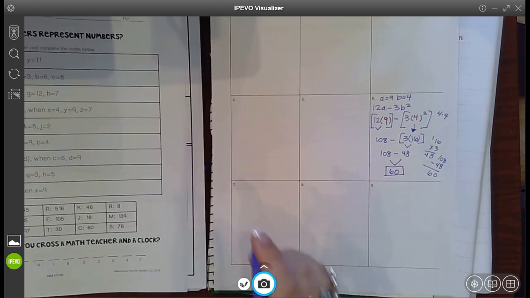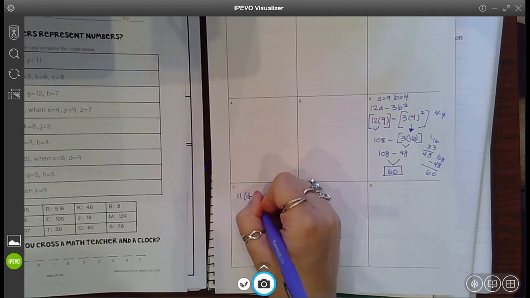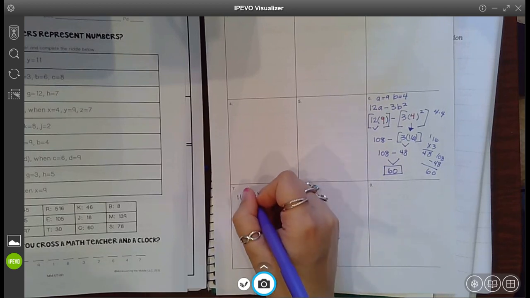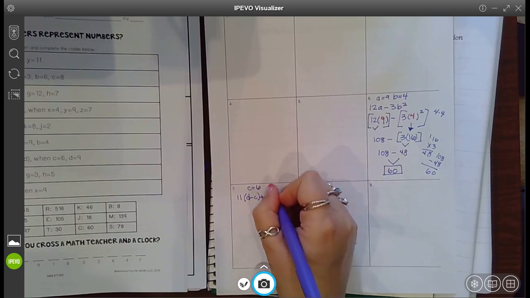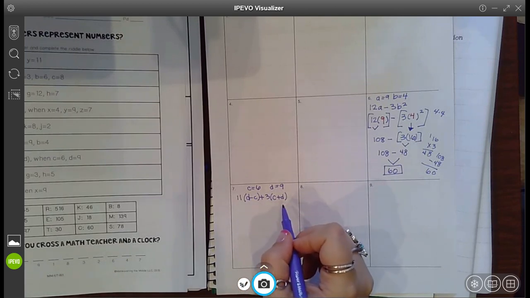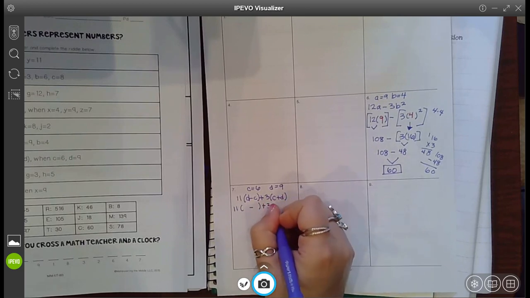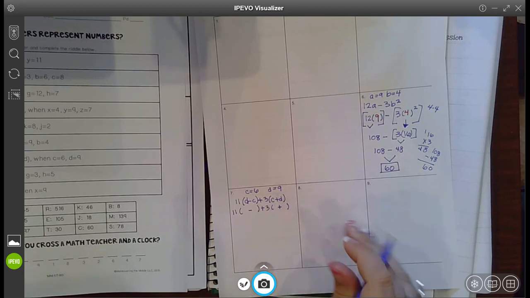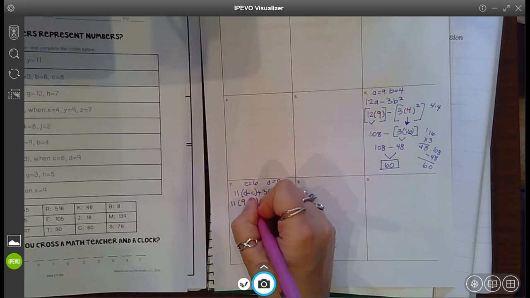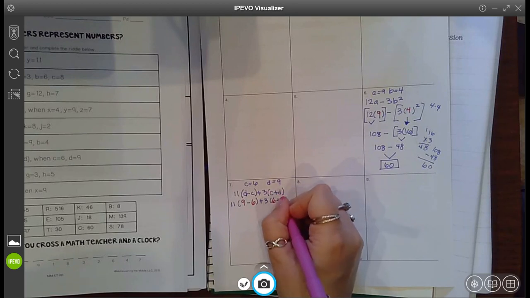Number 7 says 11 parentheses d minus c plus 3 parentheses c plus d. And c is 6 and d is 9. Okay, so I first of all wrote the expression as is, and then I'm going to write it beneath it with everything the same, except I'm just going to replace what each variable is equal to. So the D I'm going to replace with a 9. The C I'm going to replace with a 6. That C gets replaced with a 6. And that D gets replaced with a 9.